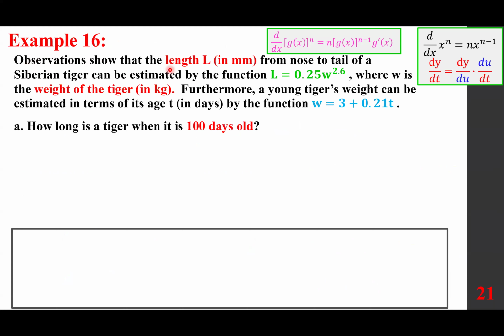Observations show that the length L in millimeters from nose to tail of a Siberian tiger can be estimated by the function L equals 0.25 W to the power of 2.6, where W is the weight of the tiger in kilograms. Furthermore, a young tiger's weight can be estimated in terms of its age, T in days, by the function W equals 3 plus 0.21 T. How long is the tiger when it's 100 days?